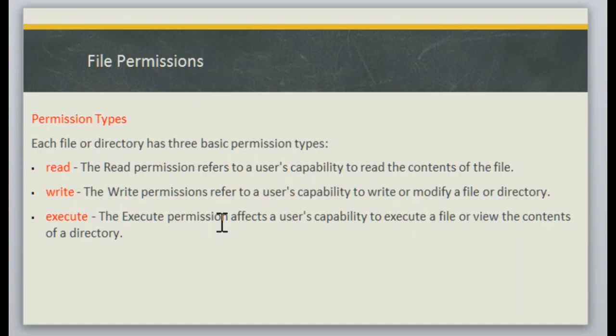Let's talk about permission types here. Each file or directory has 3 basic permission types. Read: the read permission refers to a user's capability to read the contents of the file. We have write: the write permission refers to a user's capability to write or modify a file or directory. And finally, we have execute. The execute permission affects a user's capability to execute a file or view the contents of a directory.